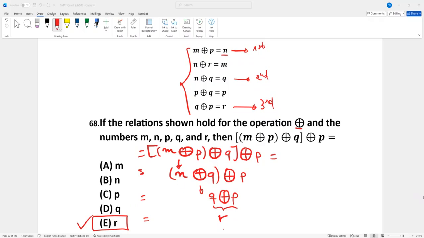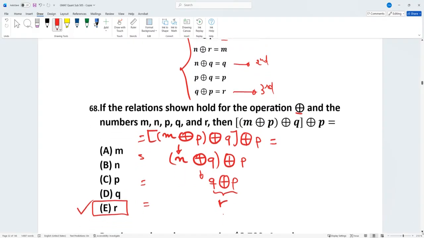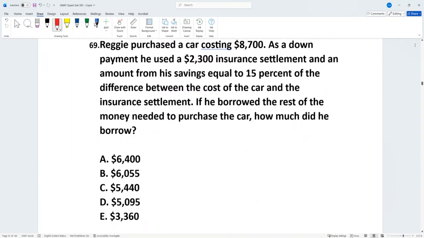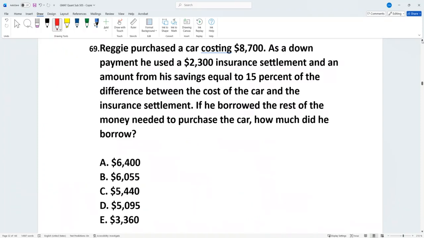So let's move on to question 69. Okay, question 69 says, Reggie purchased a car costing $8,700. As a down payment, he used a $2,300 insurance settlement and an amount from his savings equal to 15% of the difference between the cost of the car and the insurance settlement. If he borrowed the rest of the money needed to purchase the car, how much did he borrow?